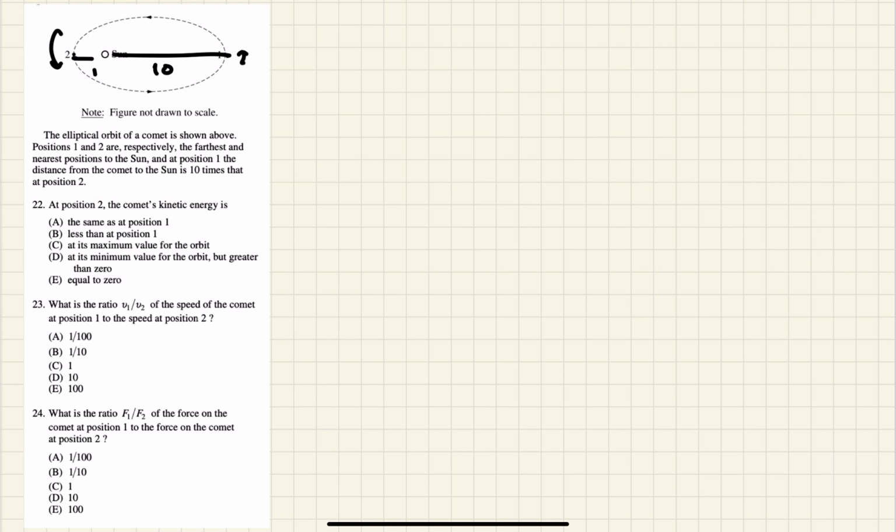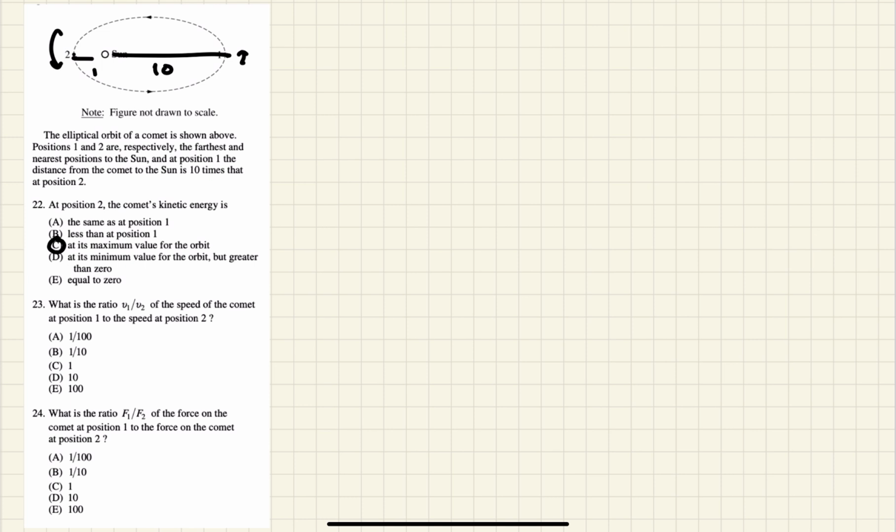It's asking, at position 2, the kinetic energy is what? Well, it's going to be greater than at 1. We know that. It doesn't look like there's an option like that, but it does say at the maximum value for the orbit. That is true. It's the closest, which means most acceleration, and so it's going to be going the fastest there. So that's going to be your answer for 22.